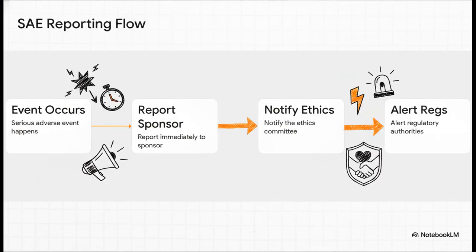If an interviewer asks you about SAEs, you need to confidently lay out this exact, immediate workflow. Step 1, the serious event occurs. Step 2, it must be reported immediately to the sponsor. From there, Step 3, the ethics committee, the folks who protect patient rights, must be notified. And finally, Step 4, the regulatory authorities have to be alerted. Walking an interviewer through this step-by-step chain of communication proves you deeply understand that patient safety is the ultimate priority.